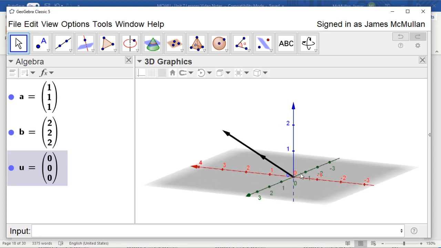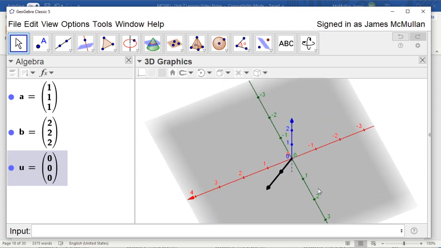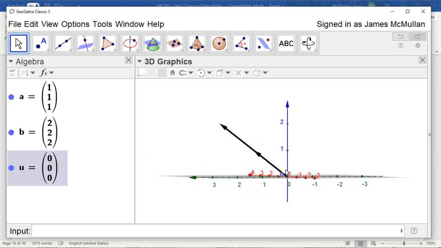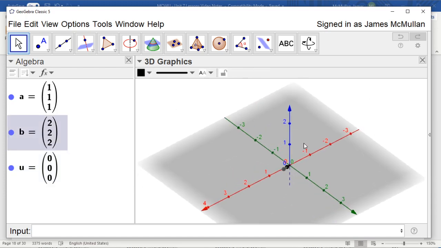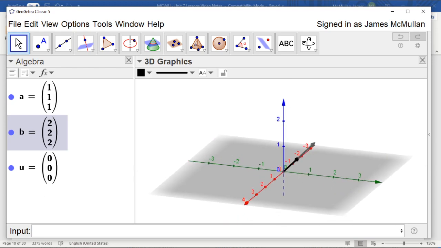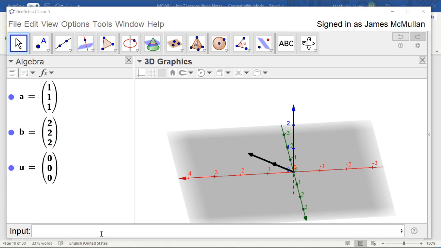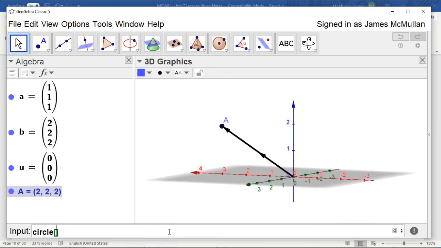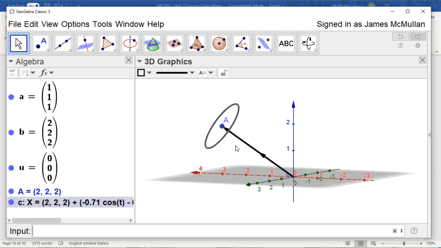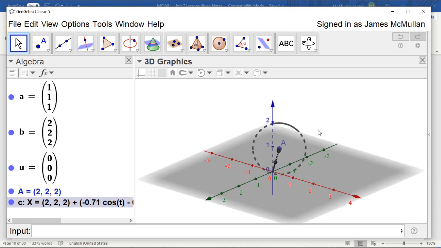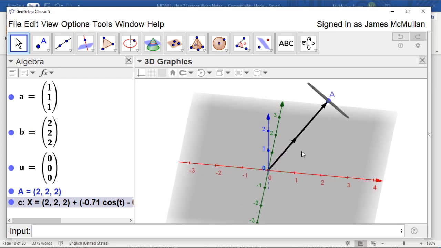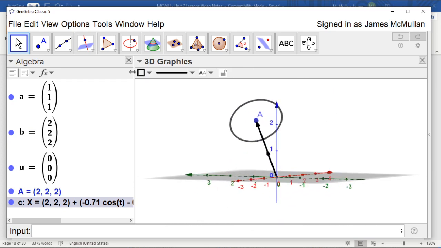And you might think about why that is, because if I asked you to find a vector that's perpendicular to these two, there are too many answers. Let me draw them for you. Let's create a point, 2, 2, 2, at the end of this vector. Now let's make a circle at that point with a radius of 1 in the direction of A. So here's a circle that's floating in 3-space, and you can see that that circle is perpendicular to my vectors.